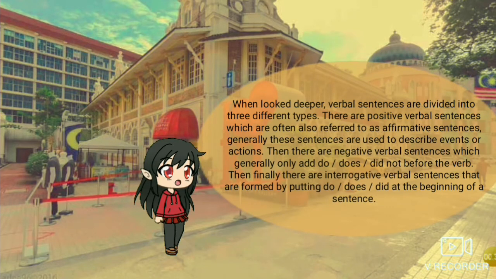When looked at more deeply, verbal sentences are divided into three different types. There are positive verbal sentences, which are often also referred to as affirmative sentences. Generally, these sentences are used to describe events or actions. Then there are negative verbal sentences, which generally only add do, does, did not before the verb. Then finally there are interrogative verbal sentences that are formed by putting do, does, did at the beginning of a sentence.